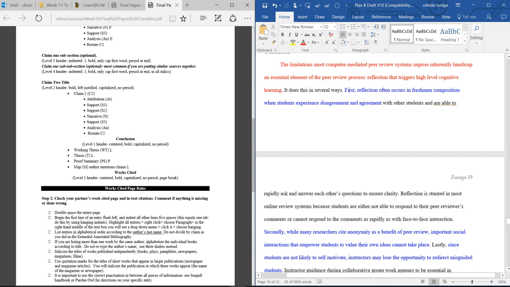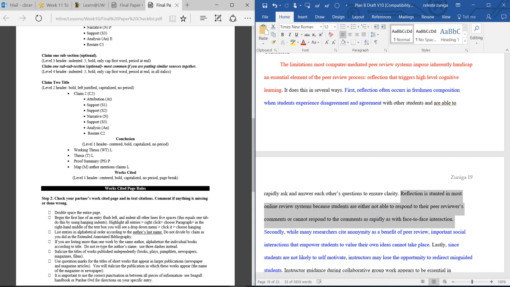I just go over the big overview of the supporting evidence I found. For instance, after this first claim, we see reflection is stunted in most online review systems because students are either not able to respond to their peers' comments or cannot respond as rapidly as in face-to-face interaction. So that was some of the evidence presented in the paper using citations, but I'm just reiterating it here without citations. That's okay to do.